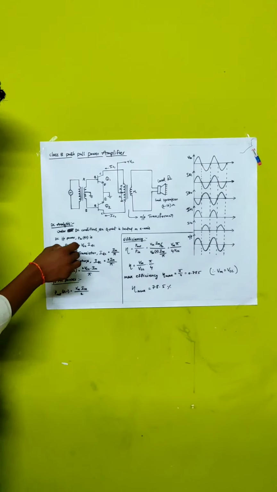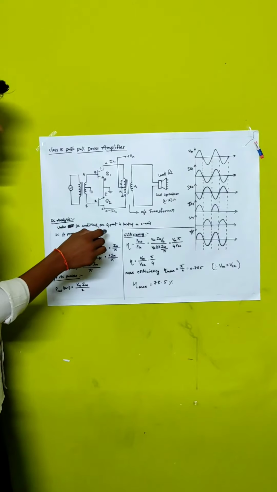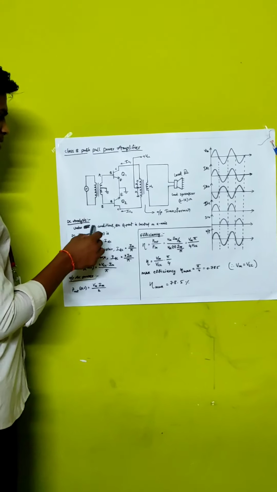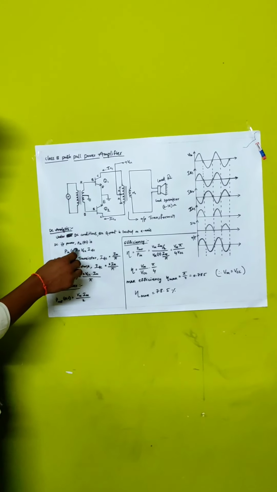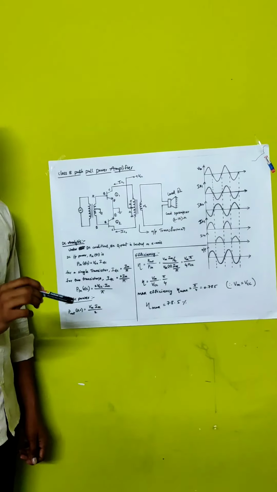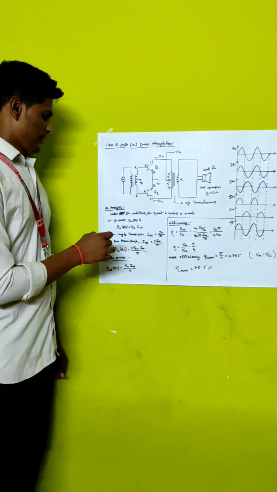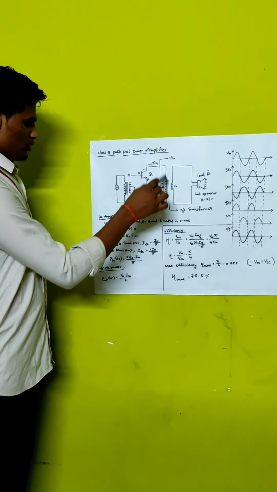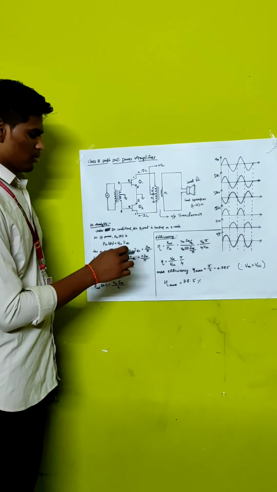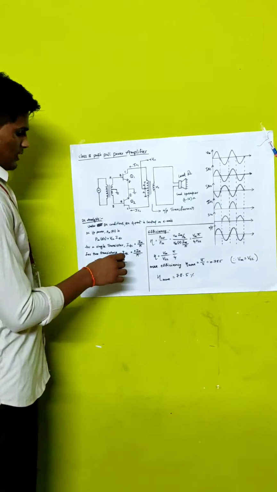Here is the DC analysis of this class B push-pull power amplifier. Under the DC conditions, the Q point is located exactly on the x-axis, and the DC input power P input DC is equal to VCC into IDC. For a single transistor, the IDC is equal to Im by pi. Here we use two transistors in this class B push-pull power amplifier. Therefore, the IDC is equal to 2 Im by pi. Therefore, the input power is equal to 2 VCC Im by pi.